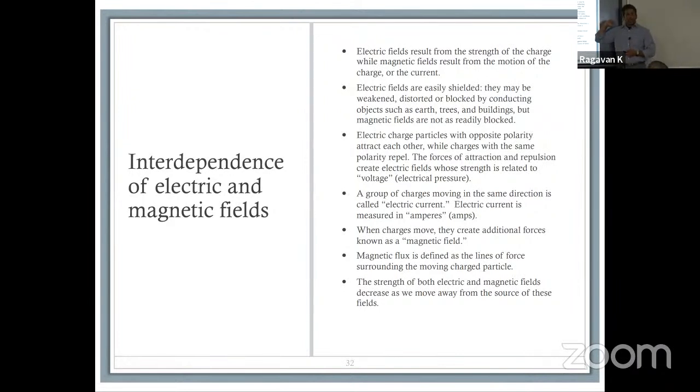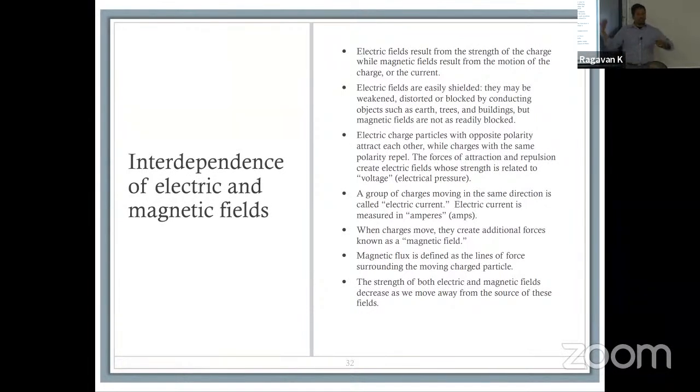If you have opposite polarity of charge, they attract. If you have similar charges, they repel. The potential difference that you have is also known as electrical pressure. H, the magnetic field intensity, is basically magnetic pressure. A group of charges moving is current, and current is measured in amps. When your charges move, they create a magnetic field. So charges create an electric field, and when charges move, they create a magnetic field. The same charge under different circumstances creates an electric field and a magnetic field. And that basically creates the lines of force.